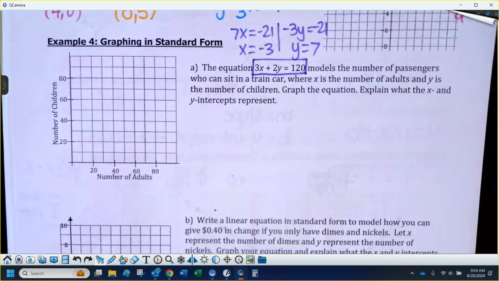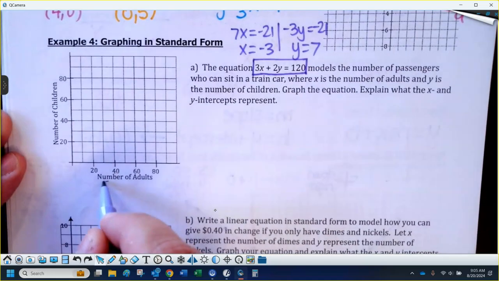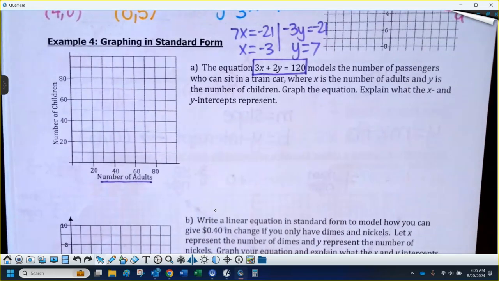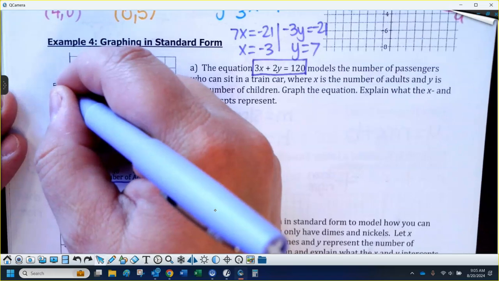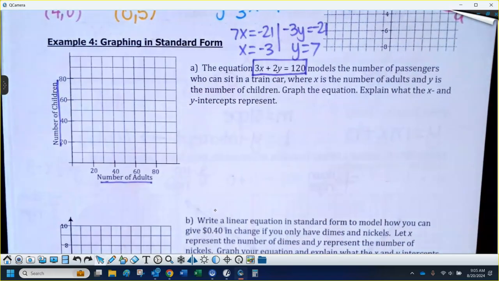So this one says the equation, 3x plus 2y equals 120, standard form, models the number of passengers who can sit on a train where x is the number of adults. So you can see the x-axis is labeled with the number of adults here. And y is the number of children. So you can see the y-axis is labeled with the number of children who can sit on a train. Graph the equation and explain what the x and y intercepts mean.